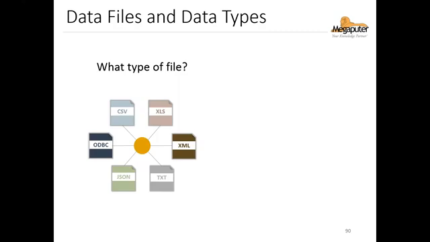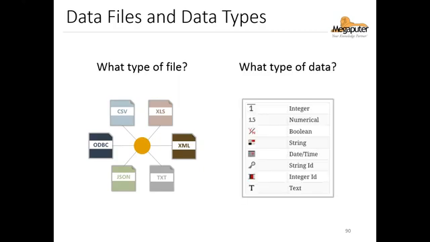Is it in a CSV file? Is it located in a database or on a website? This will help us choose which data loading node to use. The second consideration is what type of data do we have in our files? Is it text, numbers, dates, strings? This is important to know because it affects what types of operations we can perform on the data.